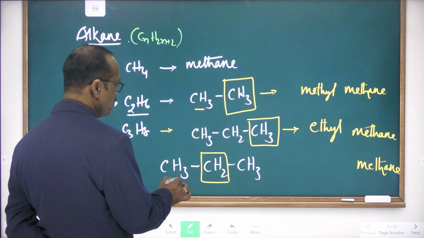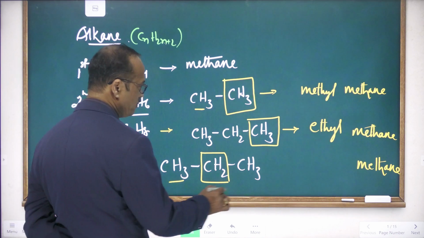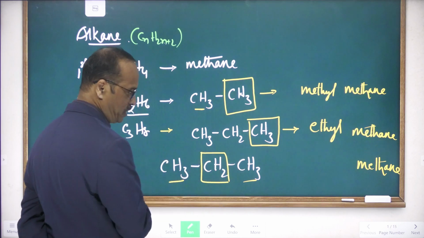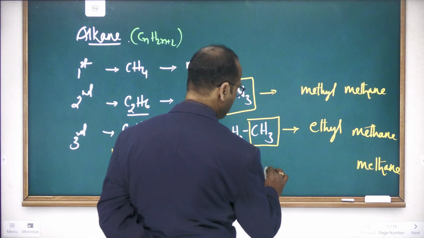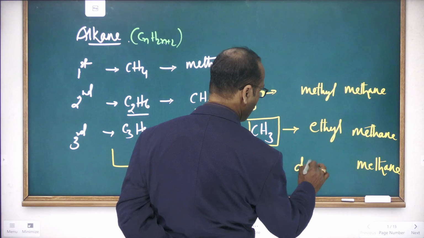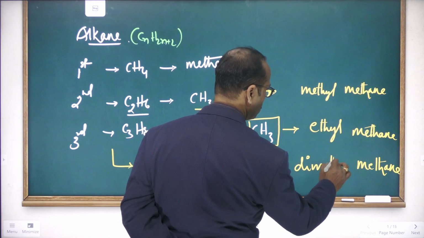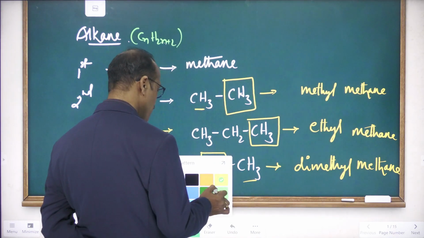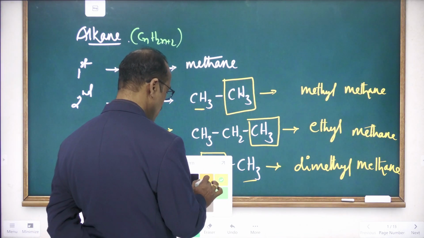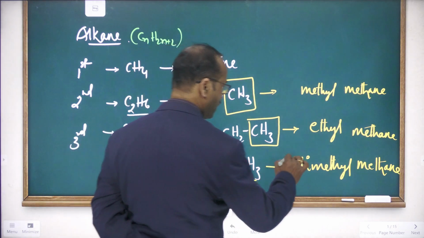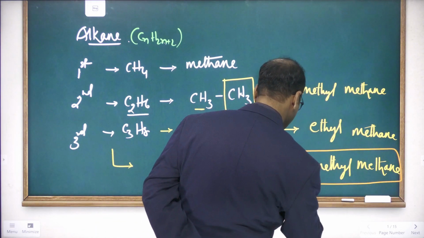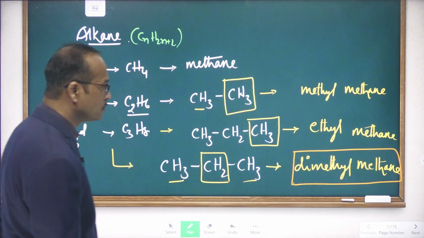Now, here you see what is there? CH3 methyl. Here what is there? CH3 methyl. So how many methyls are there? 2 methyls are there. So in chemistry, we say 2 is called dimethyl. So the name of this one is dimethyl methane. This is the correct method of giving the name.